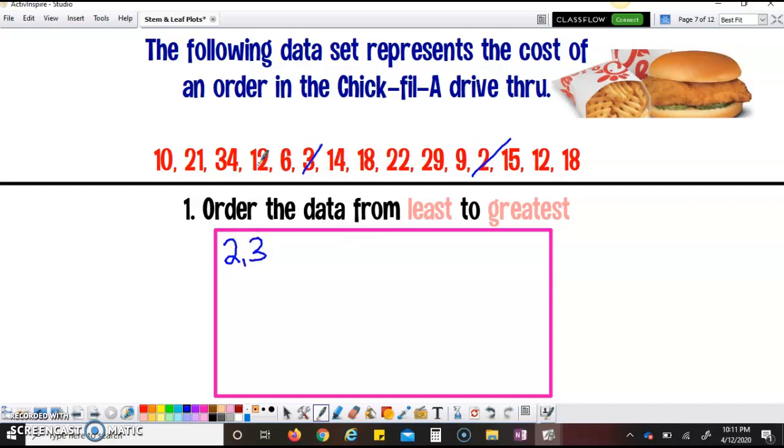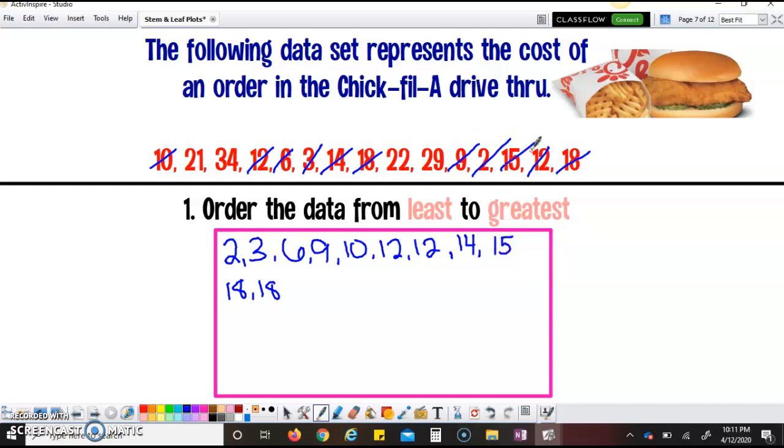3, I thought there was a 5, I guess not. 6, 9, 10, 2 12s, 12, 14, looks like 2 18s. I'm going to make a second row. 18, 18, okay, so there's 14, 18, 18. Oh darn, I missed a 15. Whew, I left a little blank there, so I can fill that in.